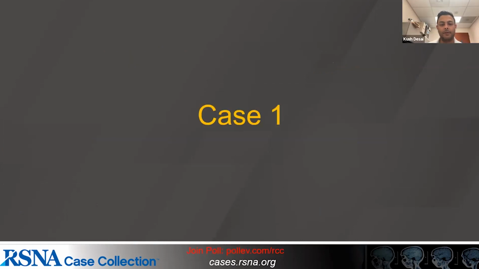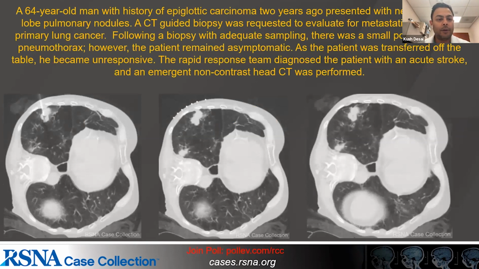Keep moving. It's the first case. This is a 64-year-old male with a history of epiglottic carcinoma 2 years prior, who presents with a new right lower lobe pulmonary nodule. CT-guided biopsy is requested to evaluate for metastatic disease or primary lung cancer. And with these kinds of things in IR, we're thinking about how we want to position the patient, and potential things we need to talk to the patient about in terms of informed consent.